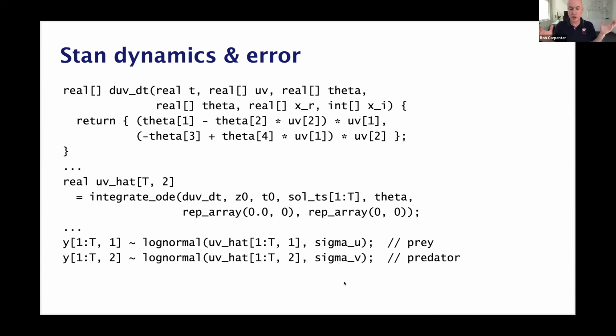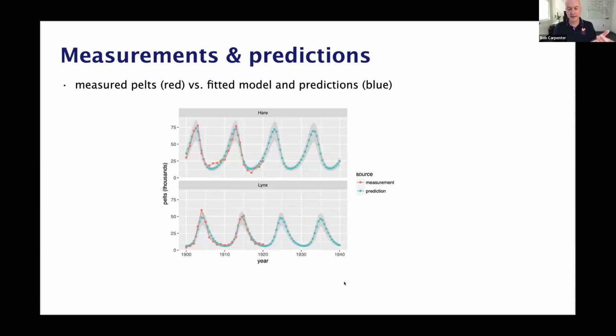So anyway, you just code it up. This is basically how you'd write the model down in math, and you basically just code it up like this in Stan. And here's a plot of what the fit is. On the left, in red, you actually see the measurements. Those are the actual measurements of the hare and lynx population. The green, or the turquoise, gives you the predictions.